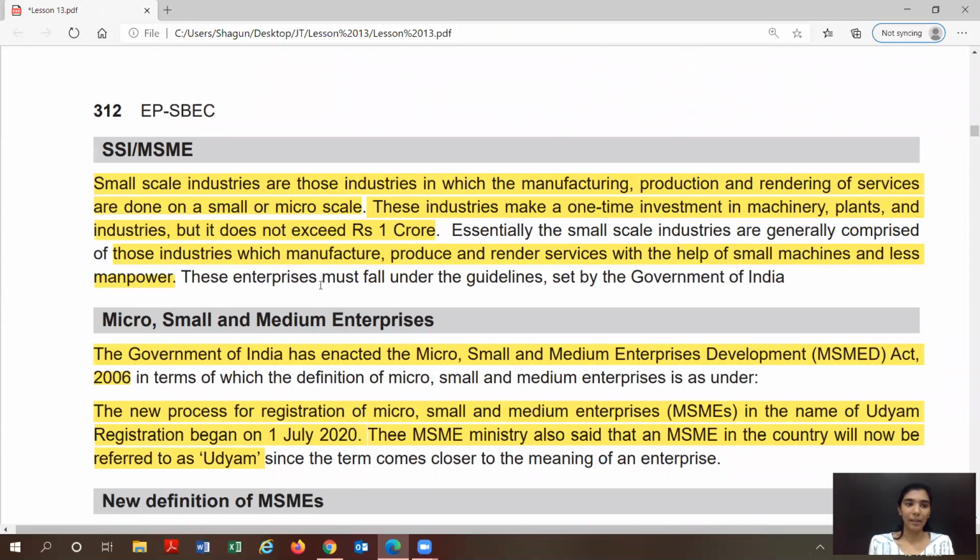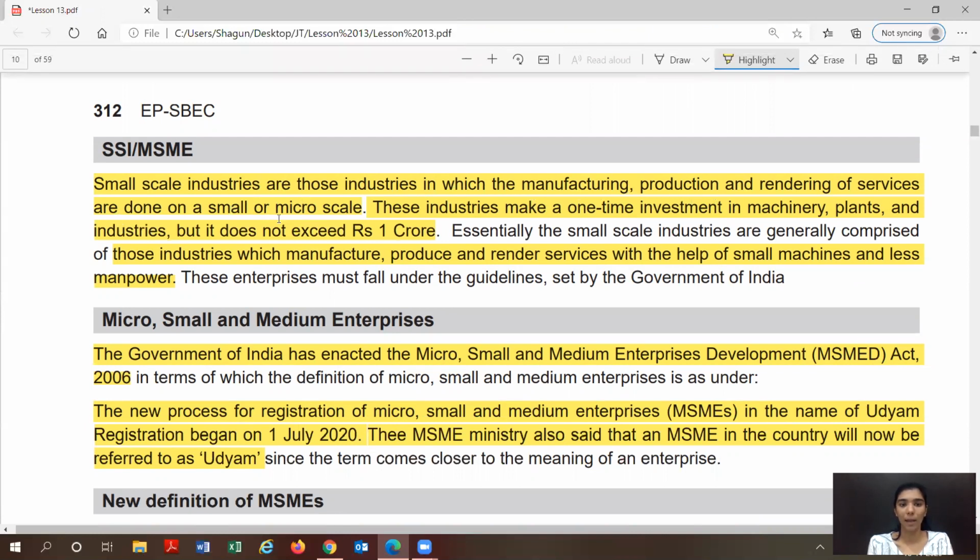Now there is another category called SSI MSME. Small scale industries are those industries in which the manufacturing, production and rendering of services are done on a small or a micro level. These industries make a one-time investment in machinery, plants and industries, but it does not exceed 1 crore rupees. Those industries manufacture, produce or render services with the help of small machines and small power.